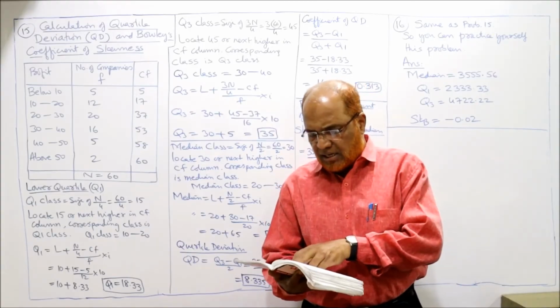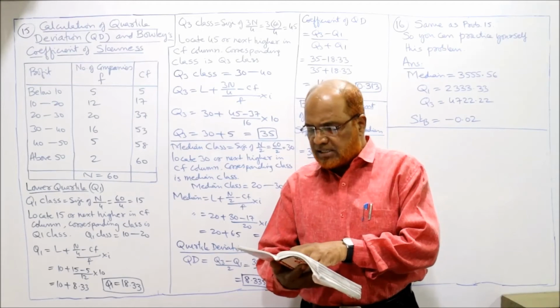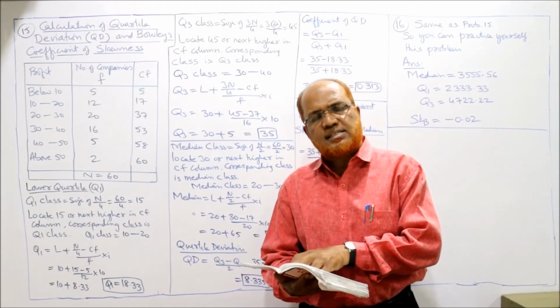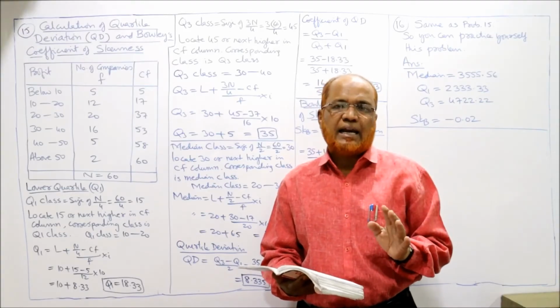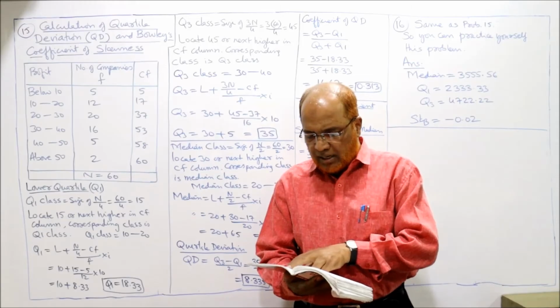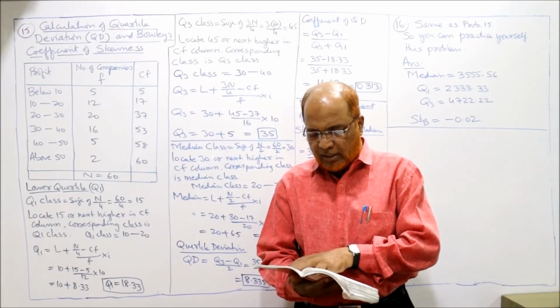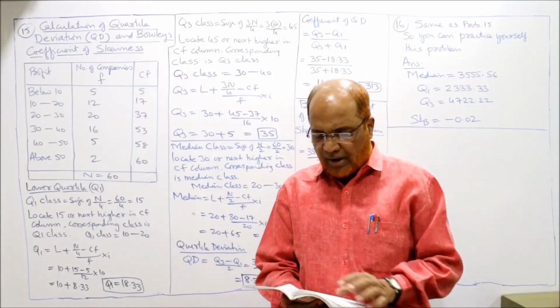The first class interval is given as below 10, so we write it as given. And the last class interval is above 50, same, above 50. So first and last are open ended. Doesn't matter, ignore. Remaining all the class intervals are given 10 to 20, 20 to 30, 30 to 40. Frequencies are given 5, 12, 20, 16, 5, 2.